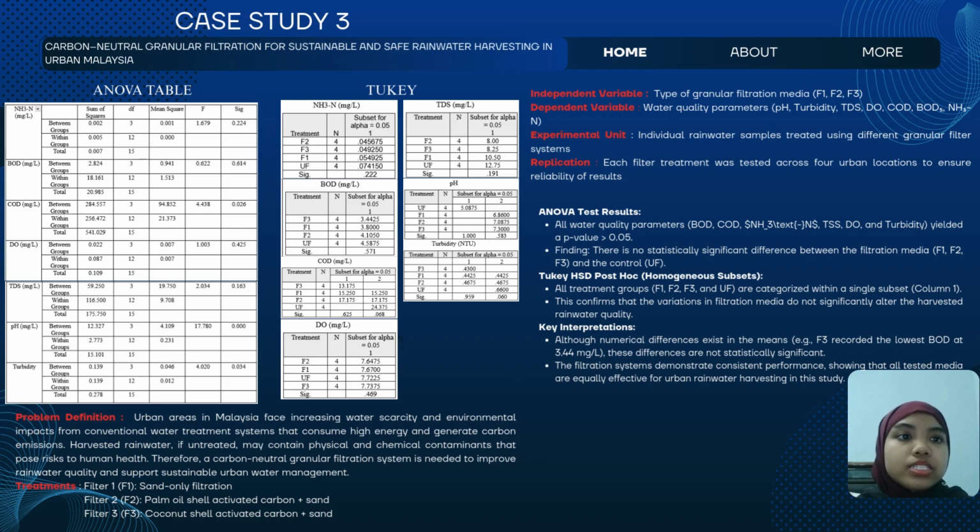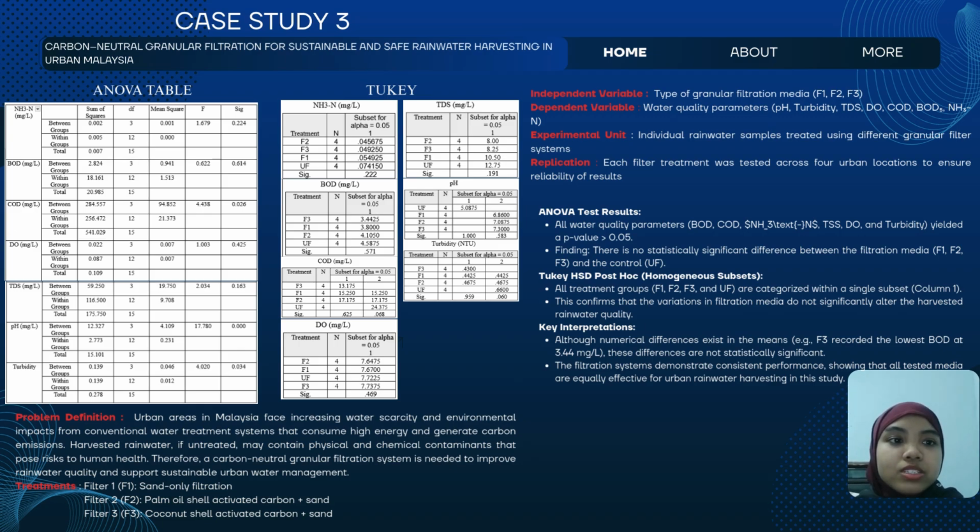The results were analyzed using one-way ANOVA, which showed that all water quality parameters recorded a p-value greater than 0.105. There is no significant difference between the filtration media F1, F2, F3 and the control filtration, UF. Analysis using the Tukey test confirmed that all filtration media fell within the same homogeneous subset, suggesting that variation in filtration media does not significantly affect filtration performance.